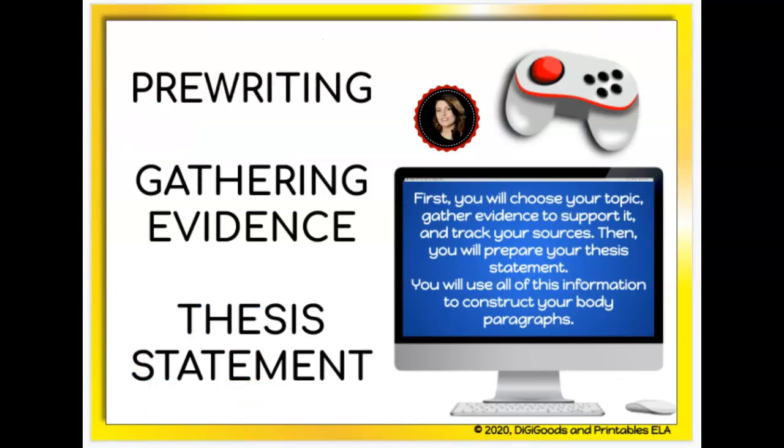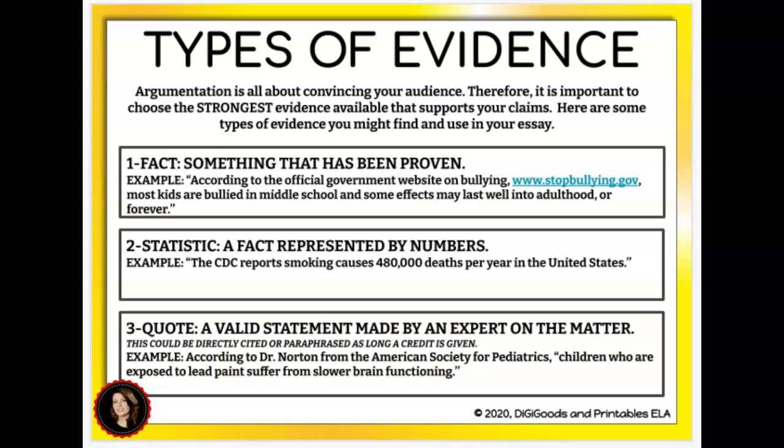So here's an overview of what this paragraph is going to look like. It's pre-writing. We're going to gather our evidence in this section, and then we're going to write our thesis statement. Let's take a look at evidence, types of evidence.